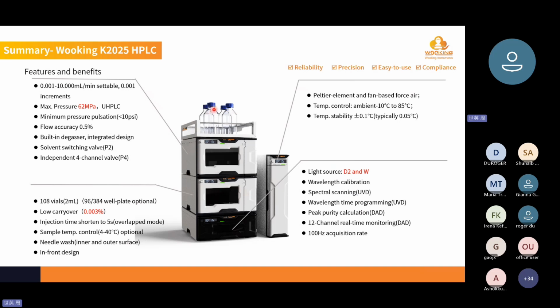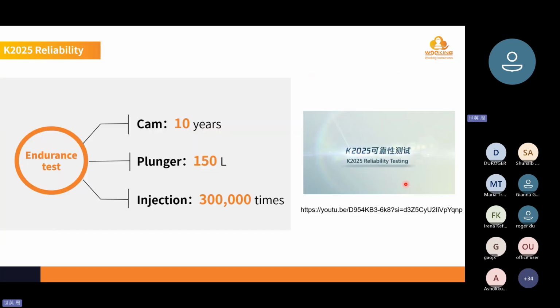The above is about the characteristics of K2025. This page summarizes the main parameters of the system. The maximum pressure of the pump is 62 MPa. As for the autosampler, the carryover is less than 0.003%.